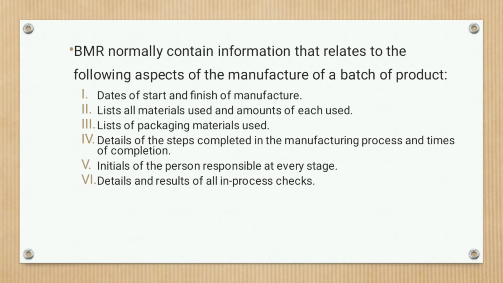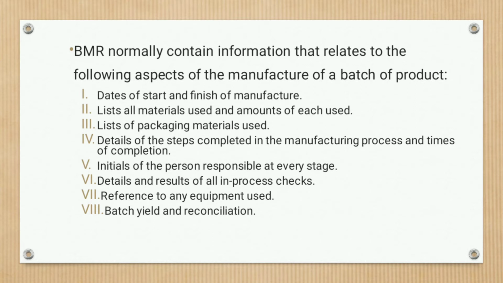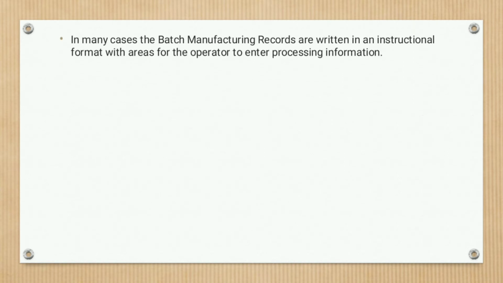It gives details and results of all in-process checks. Then reference to any equipment used. Also batch yield and reconciliation. Then the next one is about deviations, if any, and the last one is quality control information. So these are the various aspects that are included in batch manufacturing records in general for a product. Now let's look into batch manufacturing records in more depth.